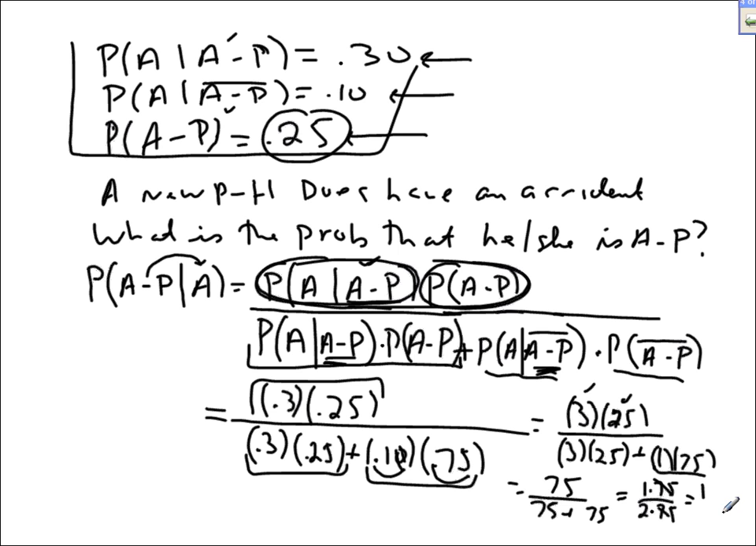The 75s cancel. I take that back. Half the times, and this is a pretty boring answer, but half the times if you had an accident, you were accident prone. And half the times if you had an accident, you weren't accident prone.